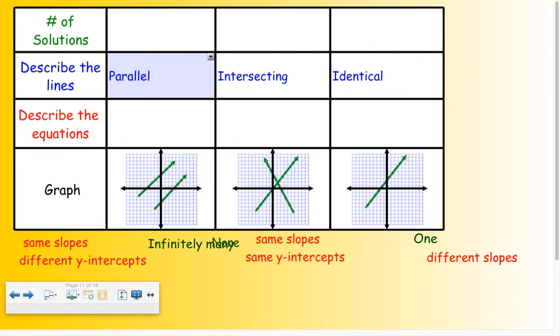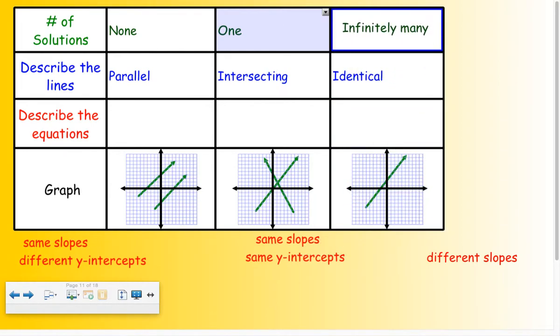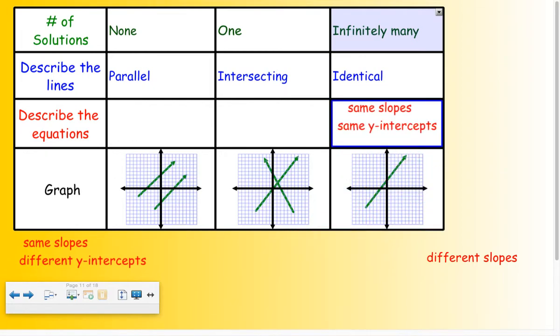Parallel lines never touch one another, so they have no solutions. Intersecting lines intersect once, so they have one solution. Identical lines are always touching at all times because they make the same line, so they have infinitely many solutions. Identical lines have to have the same slope and the same y-intercept.